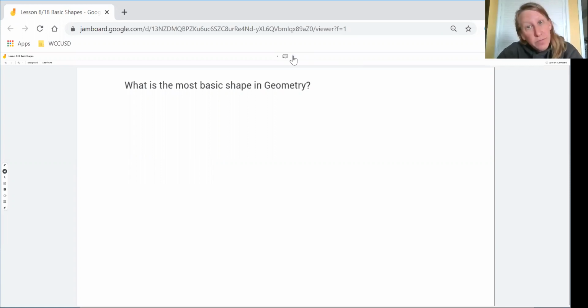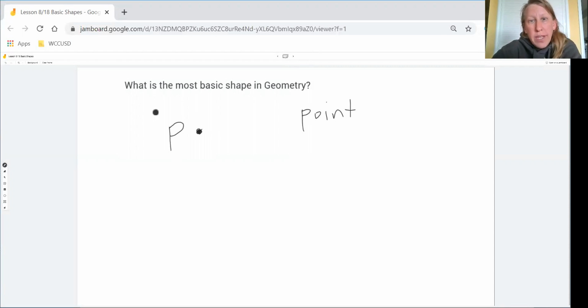Not a circle. Square? No. Triangle? No. The smallest shape, the shape that is inside of every other shape, is a point. A point. Point is the most basic shape in geometry.